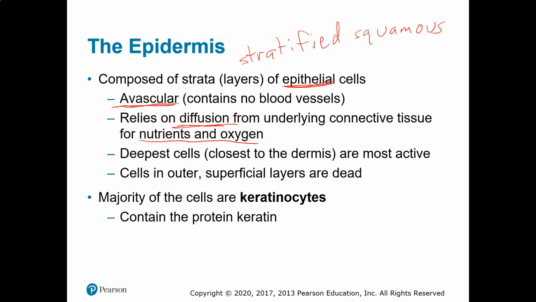The deepest cells of the epidermis, the ones closest to the dermis, are most active. They're stem cells, and they are actively dividing to produce more epidermal cells to replace the ones that you shed. The superficial layers, or the outer layers of the epidermis, are dead and filled with keratin. And by this time, they're called keratinocytes. They're filled with the protein keratin.